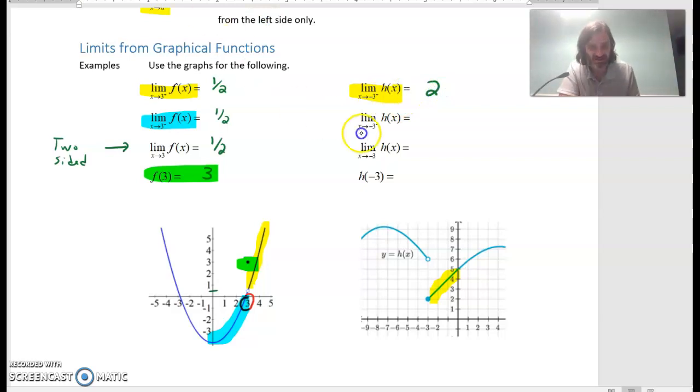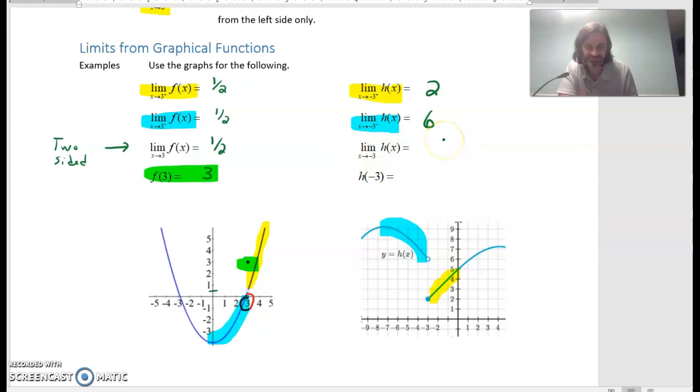Now the next thing is to approach -3 from the left side. If I approach it from the left hand side, it looks like the height will be 6. So I'm coming in from the left hand side, getting close to where x would be -3.